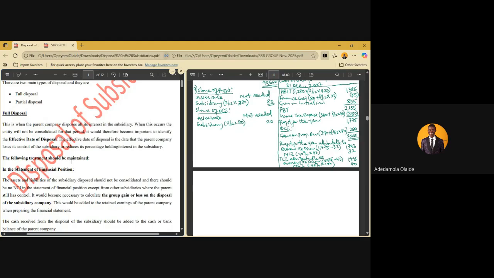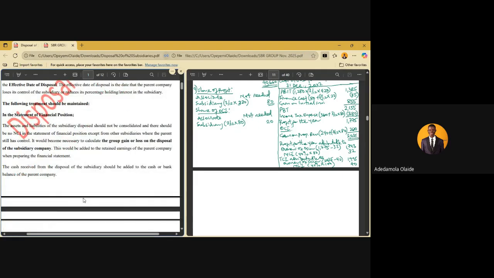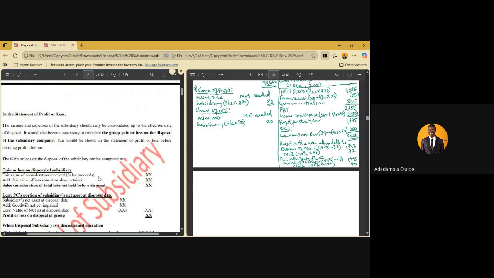Then what you will only be showing is the group gain or loss on the disposal of the subsidiary company. The cash received on the disposal is also added to the cash or bank balance.